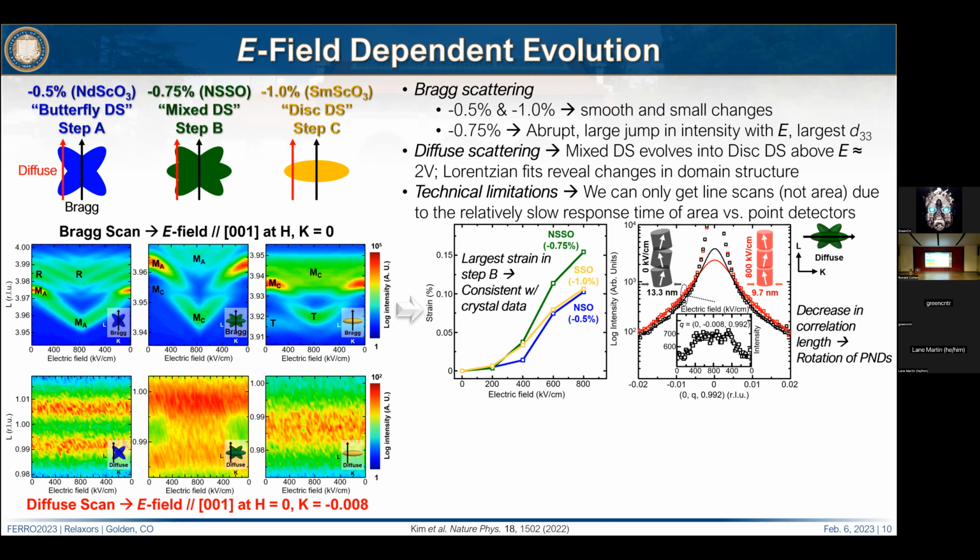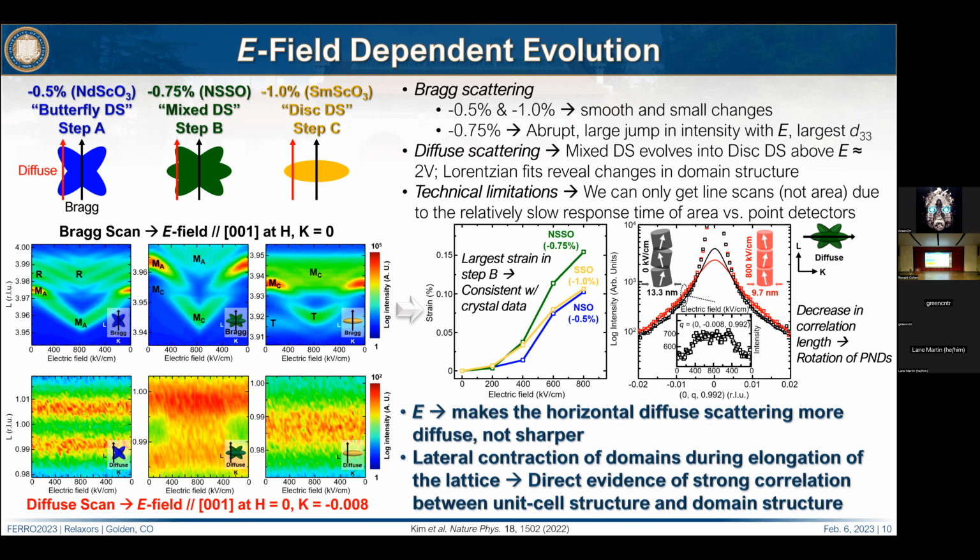And what we think is happening is these polarization units are rotating and the domains are starting to line up and kind of stack themselves on top of each other, almost like a stack of cans in these materials. They're not fully becoming a single domain, but they're moving in that direction. All right, so what we have is basically a lateral contraction of the domains during the elongation of the lattice.